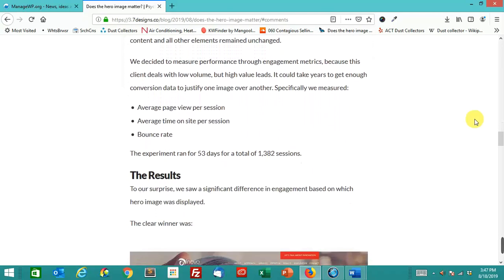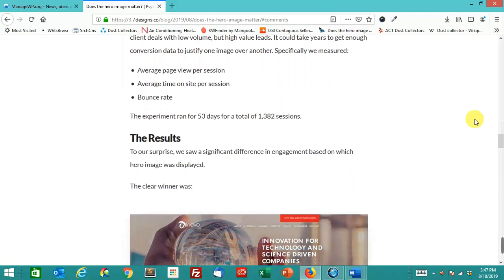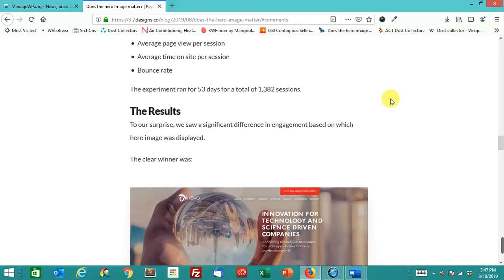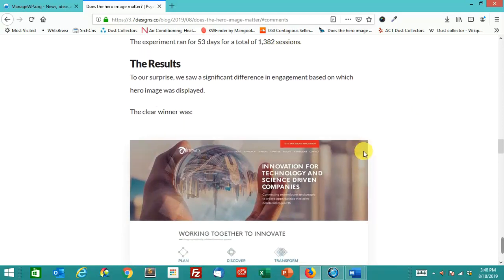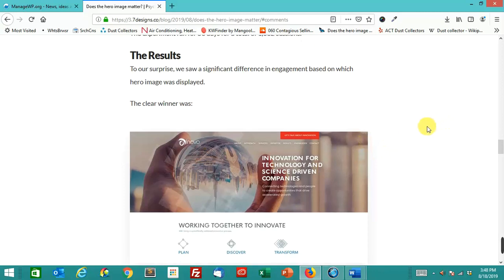But what they did is they tested it using metrics like average page views per session, average time on site per session, and bounce rate. So they ran it for 53 days and 1,382 sessions. So that's how many times people saw that page. This was the winner as far as engagement.